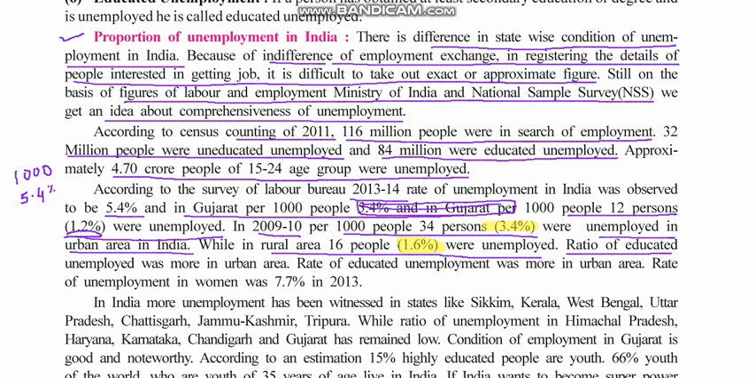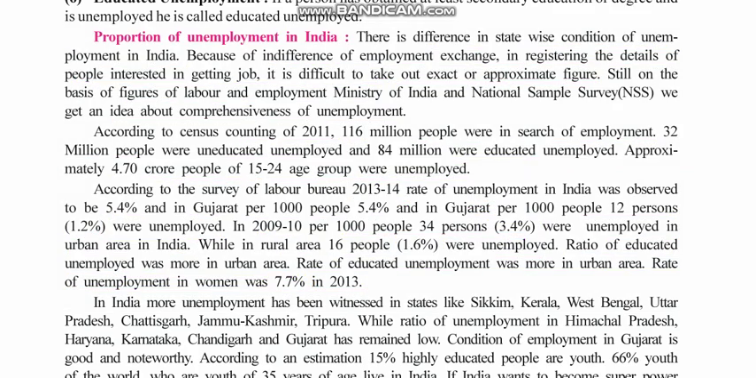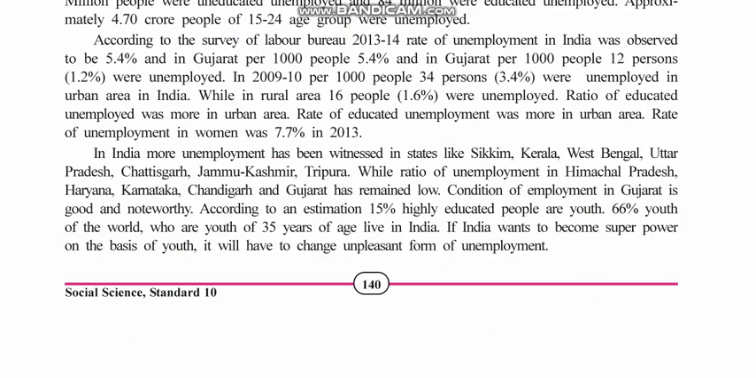Ratio of educated unemployed was more in urban areas. Okay, and here also, out of this 3.4, a lot are educated unemployed. Rate of educated unemployment was more in urban areas. Rate of unemployment in women was 7.7%. Women's unemployment is high, 7.7% of women were remaining unemployed. Now let us look again in more detail at this particular topic.